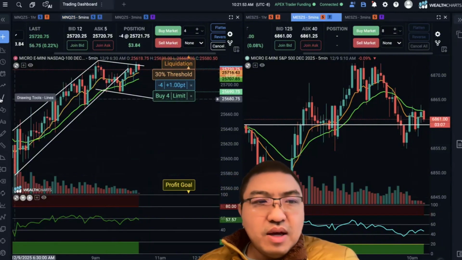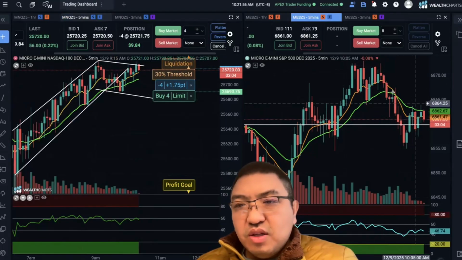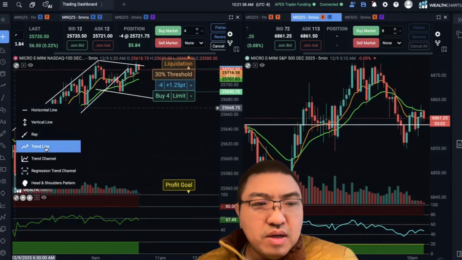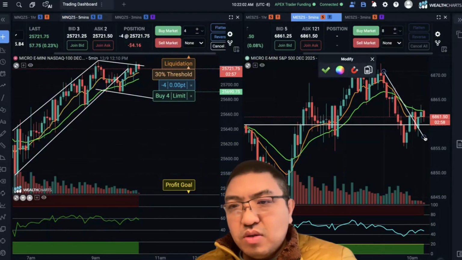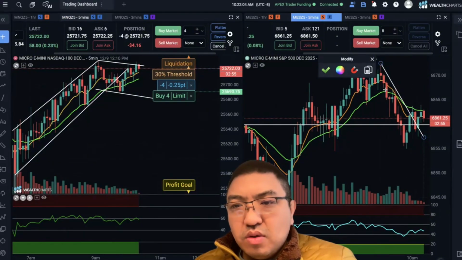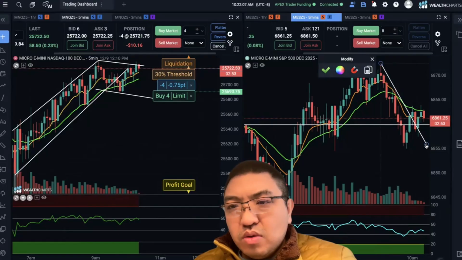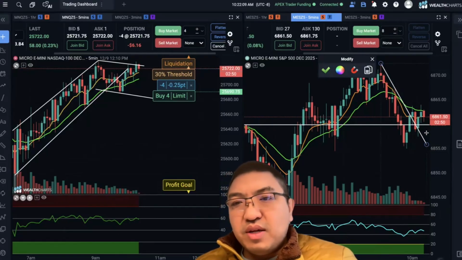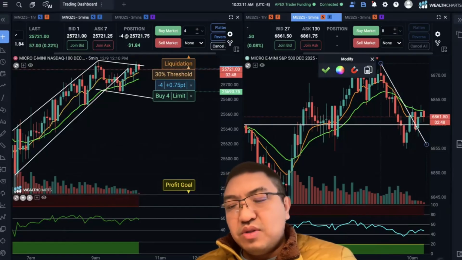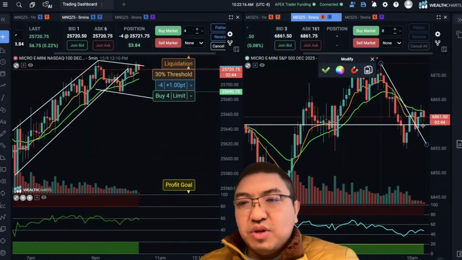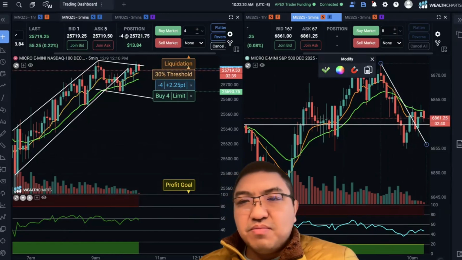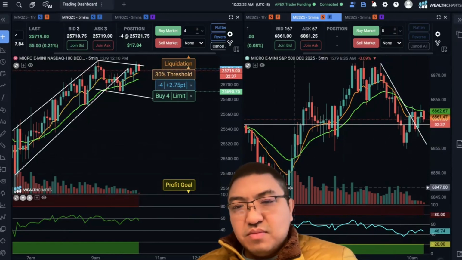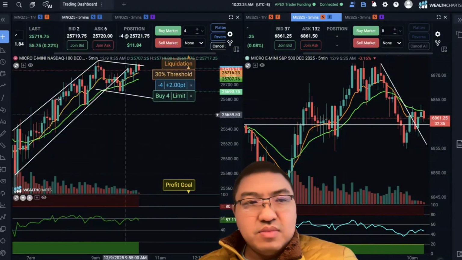If you see the trend line for ES, it looks like it's already breaking out of the trend line, retesting, and maintaining above the trend line. It looks like this is an indication of going up.